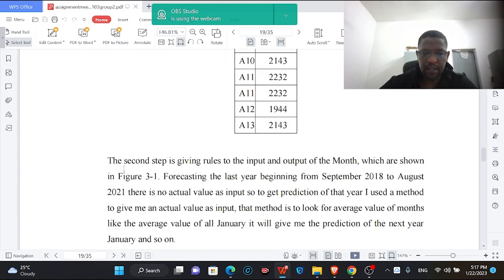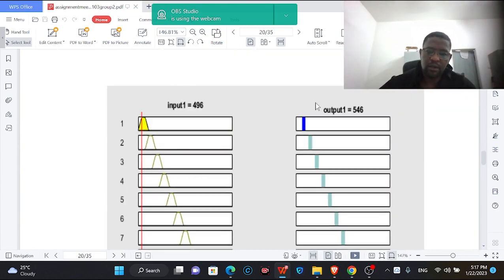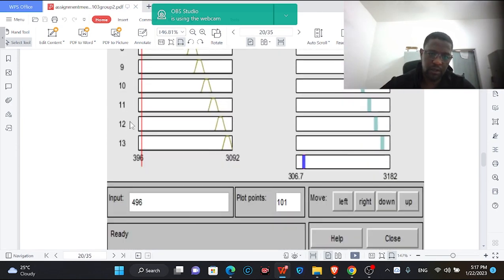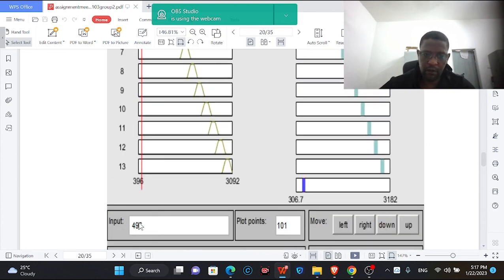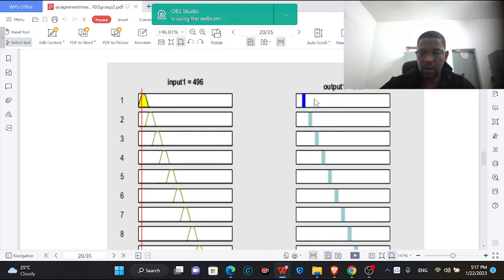The second step is to give arrows to the input and output of the month, which are in the figure. The inputs are numbered 1 until 13. You put values here, and you can see the output here.